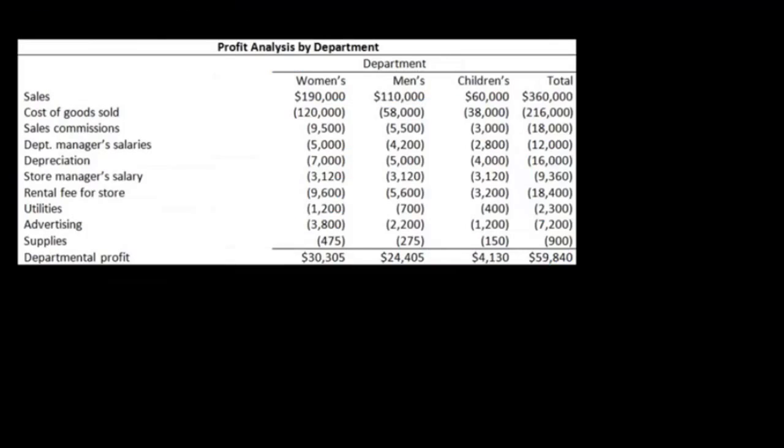All right, so if you look at our income statement now, you can see the women's department had sales of $190,000, and now we have allocated all the costs. We've got the direct costs and the indirect costs here, and you can see these are all the numbers that we came up with. So the women's department has departmental profit of $30,305. The men's department had a profit of $24,405. The children's department, $4,130. So to figure out the bonus, just multiply profit times 10%.